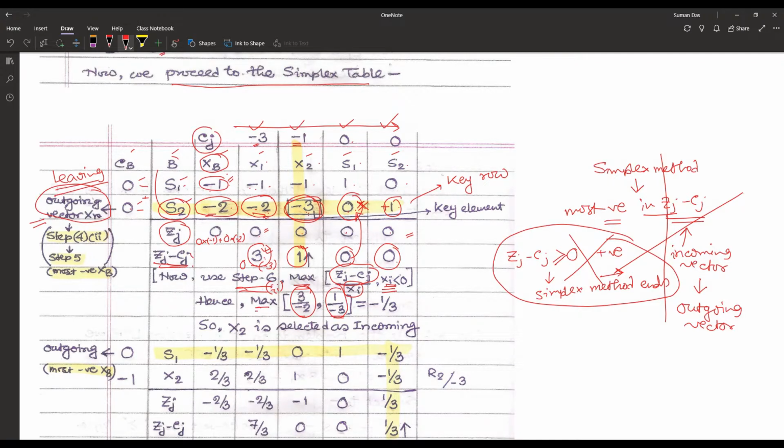And which one is maximum? Now minus 1 by 3. So we are choosing that column as our key column. And the crossing value, the intersection value of key row and key column, is minus 3, and that one is known as our key element.